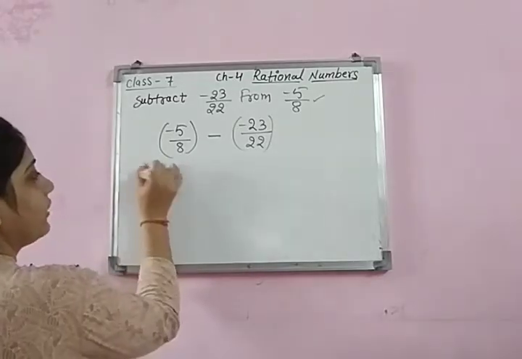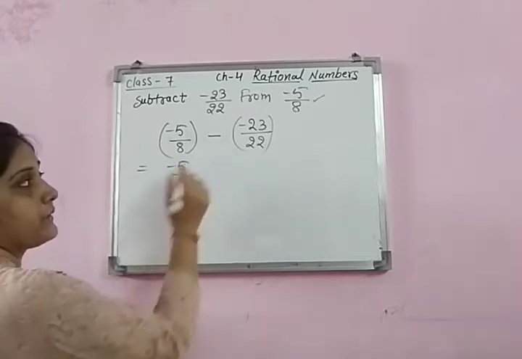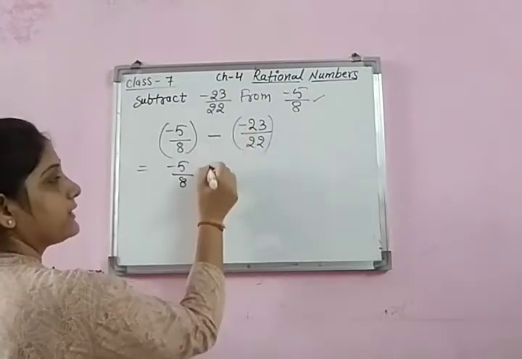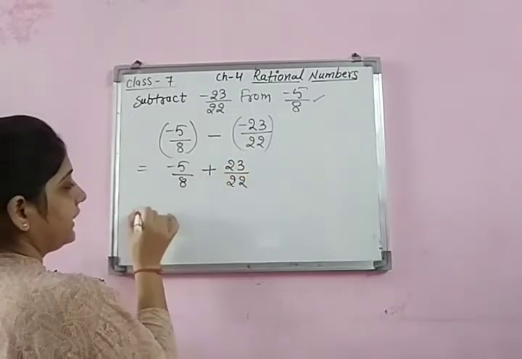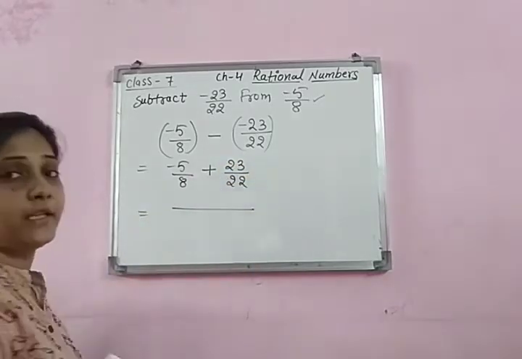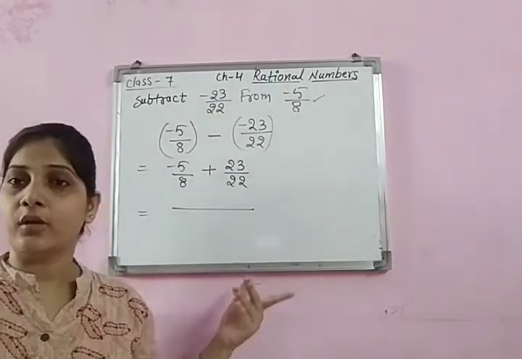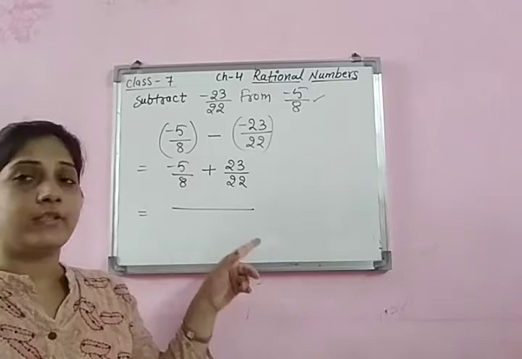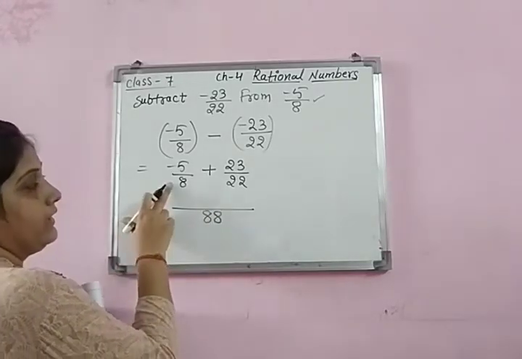Okay, now solve it. Negative 5 by 8, as I told, there is no change in the first number, and minus minus becomes plus 23 by 22. Now take the LCM of 8 and 22. So I think it comes in the table of 2 only.